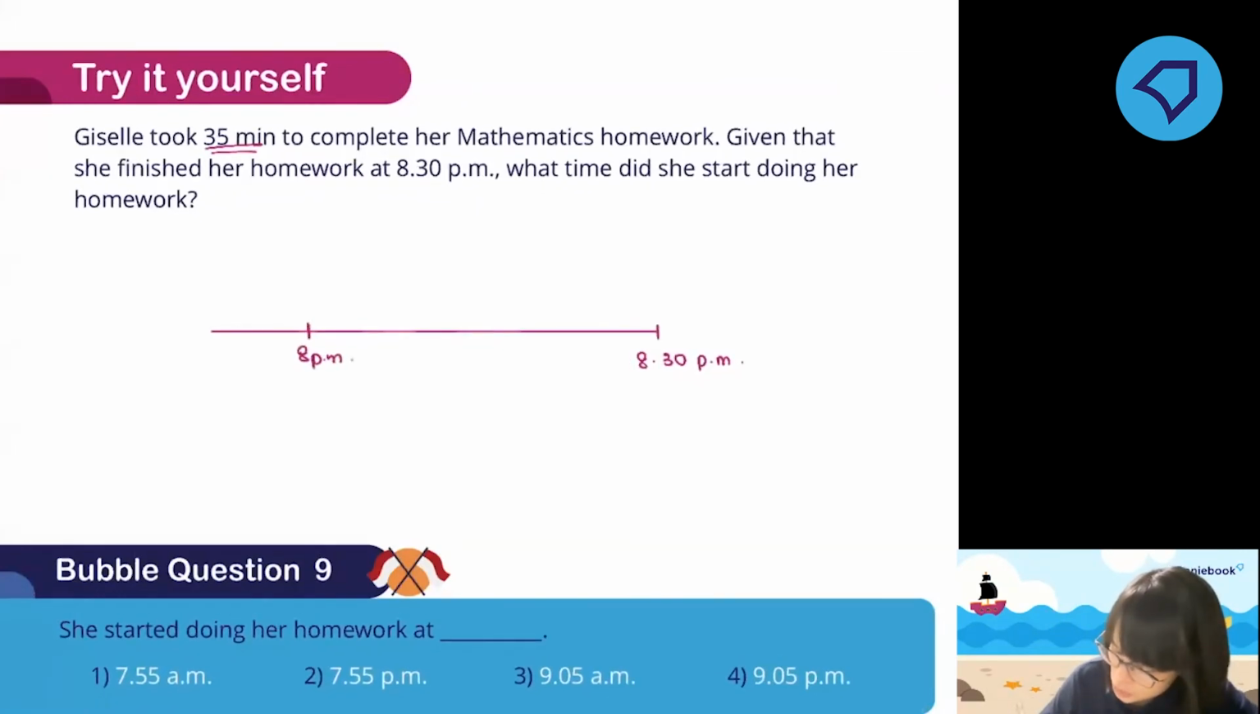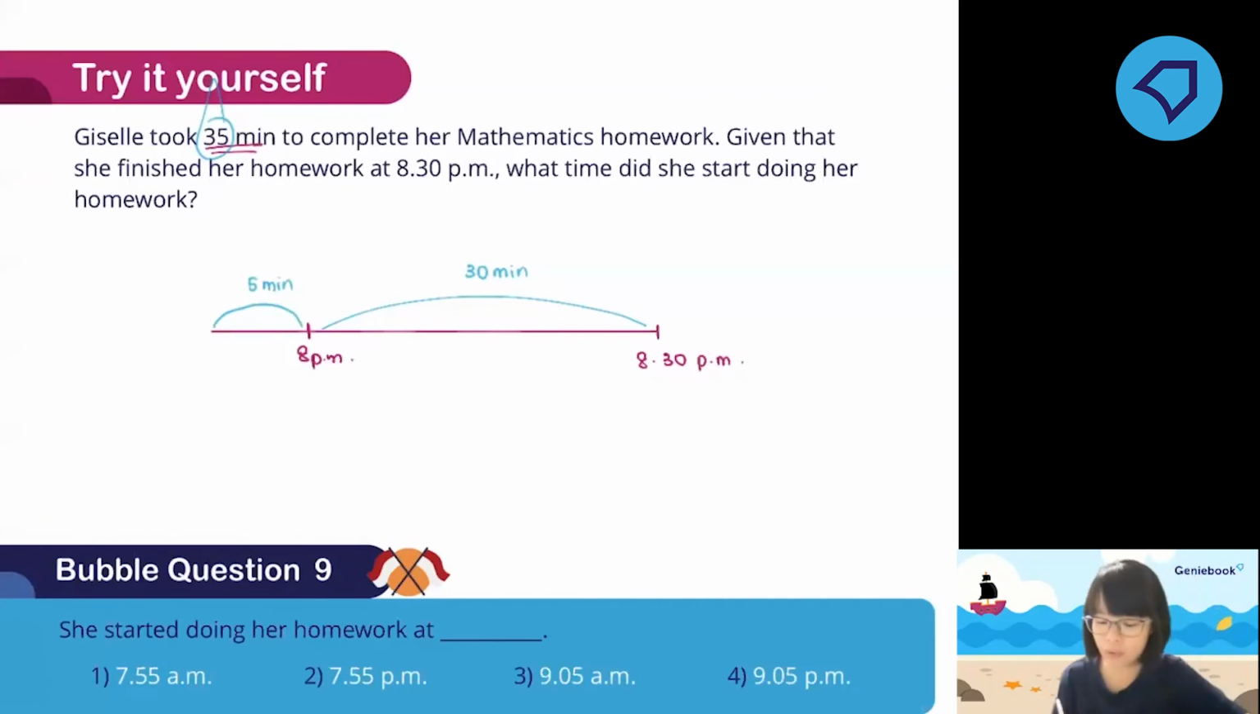So I'm going to split it into 2 parts over here. From 8 to 8:30 is only 30 minutes. If I work backwards, this is 30 minutes, but I need 35 minutes, correct? I need to work backwards another 5 more minutes. So what is 5 minutes before 8 p.m.?